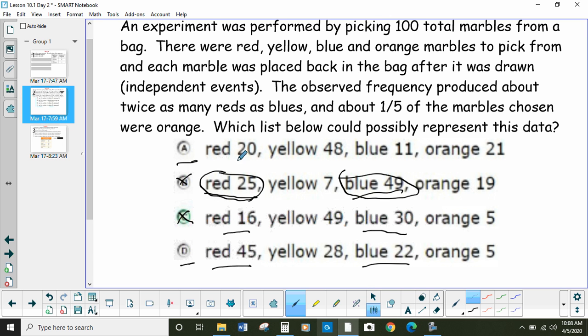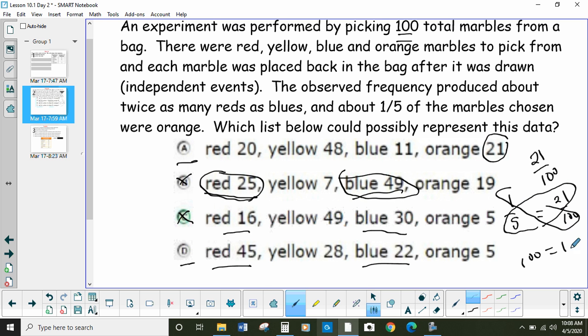Let's take a look. So for A, is 21 oranges about 1/5 of the whole thing? Remember, the whole thing is out of 100. So if I have 21 out of 100, is that about 1/5? Let's stick with proportions again. Let's see if 1/5 is about 21 hundredths. Are they pretty close? 1 times 100 is 100, and 5 times 21 would be 105. That's pretty close. So the answer is probably A.